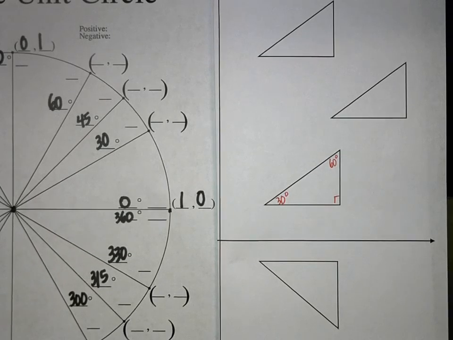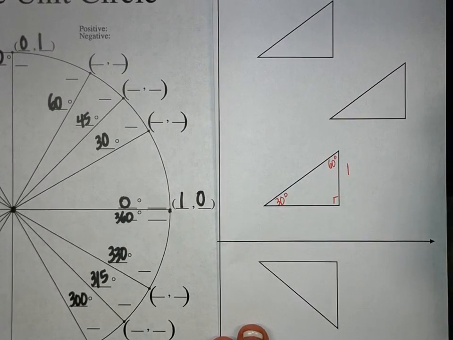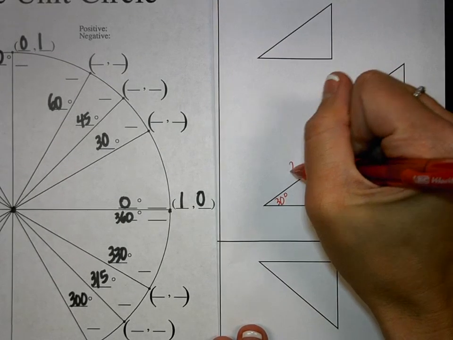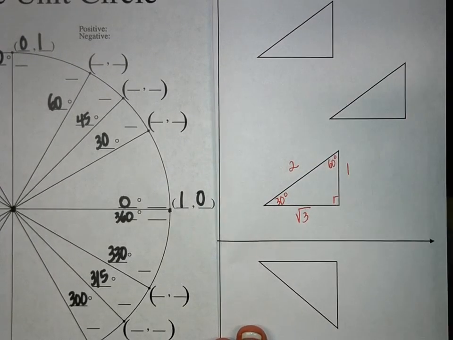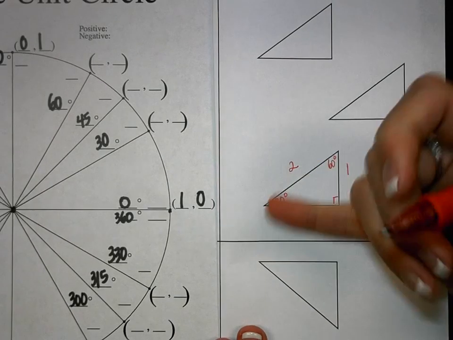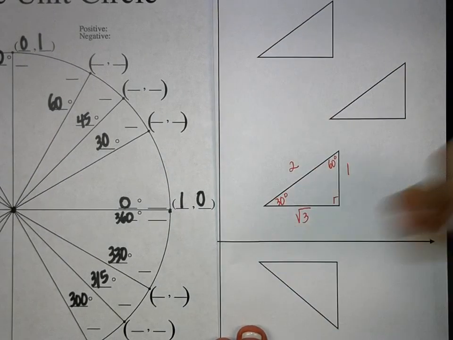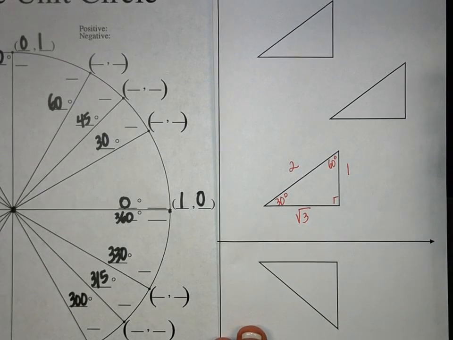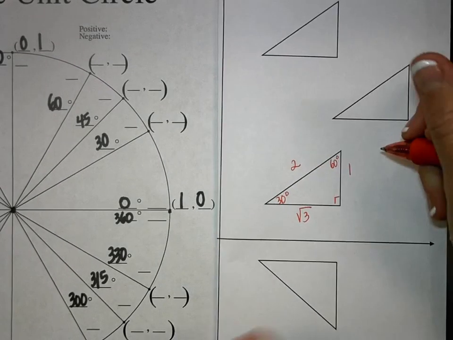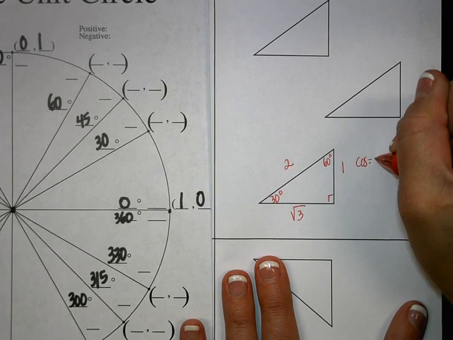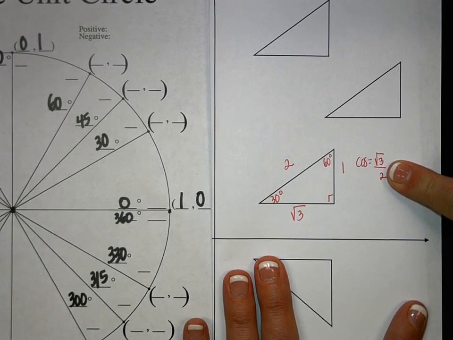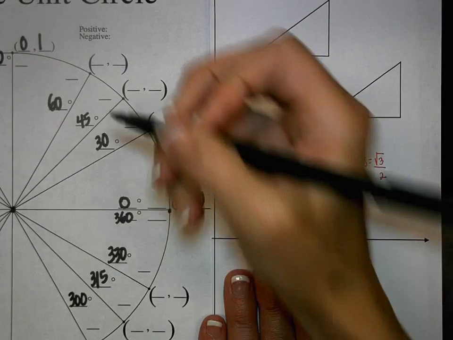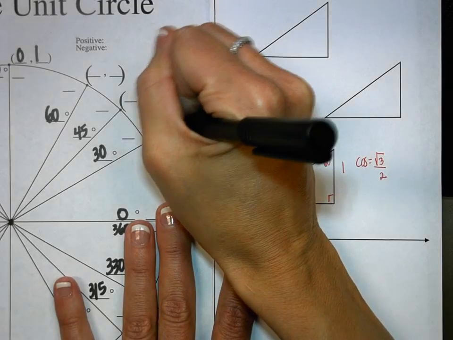On this one, what number goes across from my 30 degrees? 1. Okay? And then my hypotenuse is 2, and the 60 is √3. Cosine goes in the x spot. What is the cosine of 30 degrees? Cosine is adjacent, which is √3 over 2. Is this fine to put as my answer? Good. So we're going to go to our sheet here, and my x value is √3 over 2.